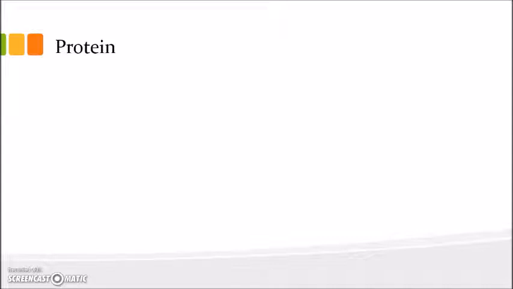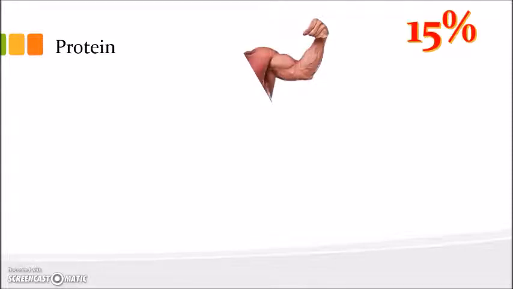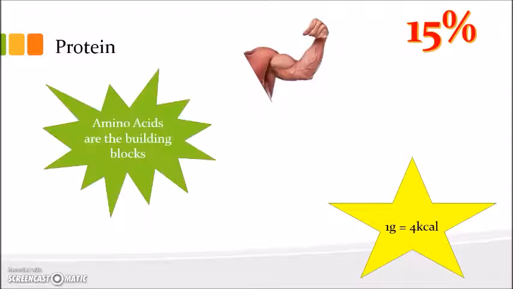Protein. Protein's main role is for growth and repair. However, it can also be used as a secondary energy source. We've got 15% of our diet needs to be protein. 1 gram of protein equals 4 kilocalories of energy. So this is a secondary energy source, but it'll be used as a last resort. You'll use fat and carbohydrates first.